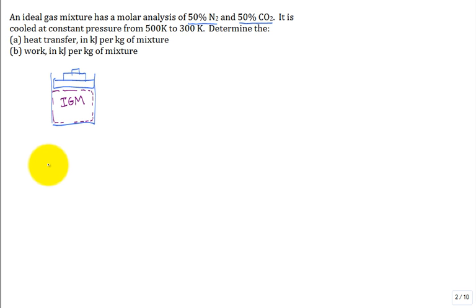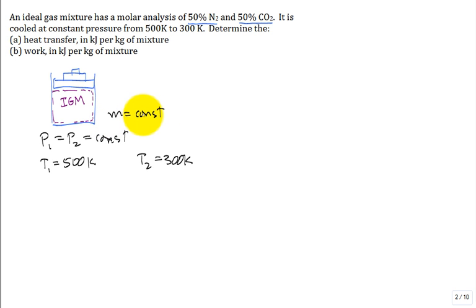So it starts at a temperature of 500 Kelvin. It ends at a temperature of 300 Kelvin. Does it tell us the pressure? It doesn't tell us the pressure. But pressure 1 is equal to pressure 2 is equal to a constant during that process. Does it tell us the amount of mass that's trapped? Like 5 kilograms of this ideal gas mixture. Does it tell us anything like that? So we don't know that either, but the mass is constant because it's trapped.